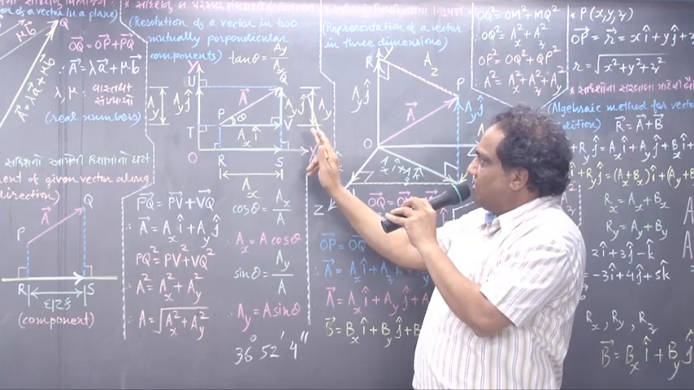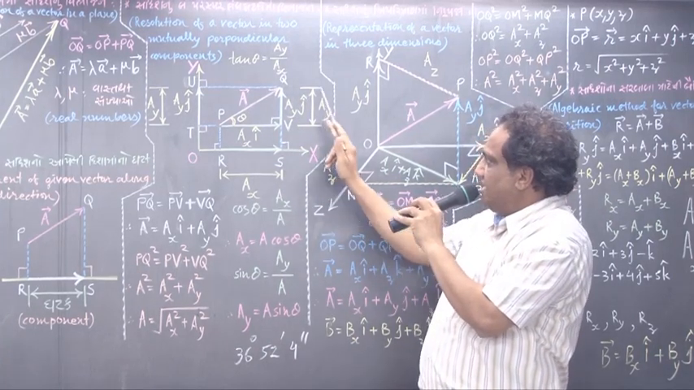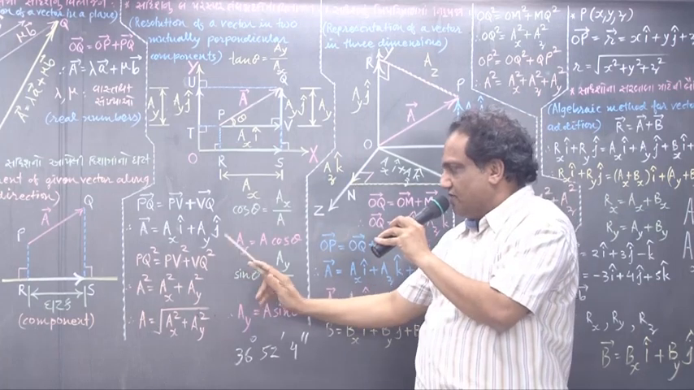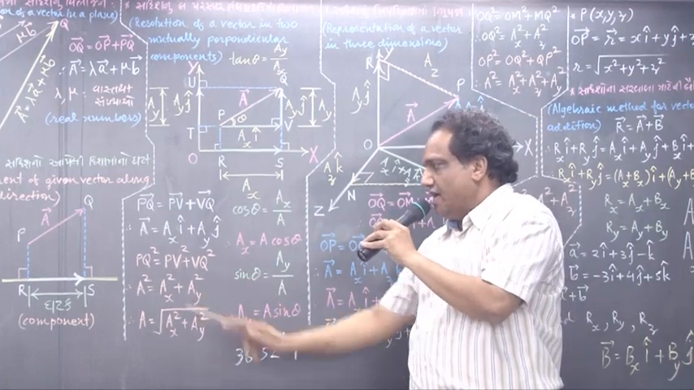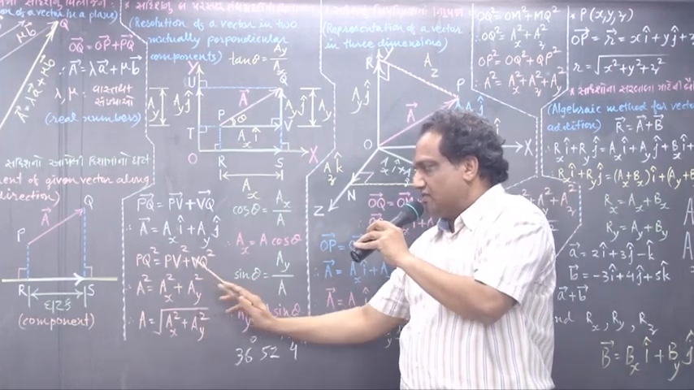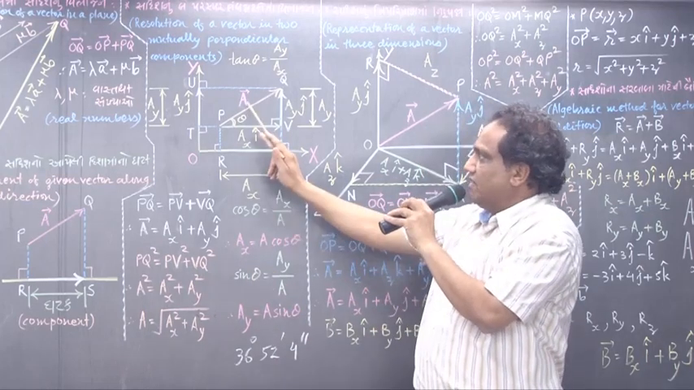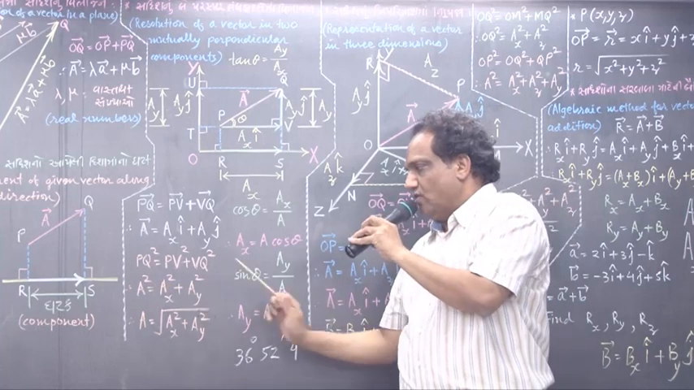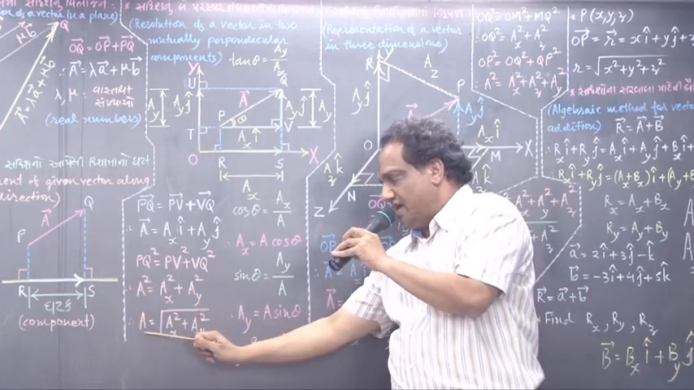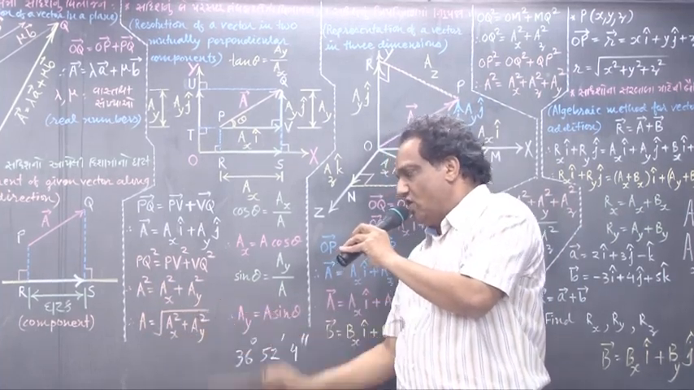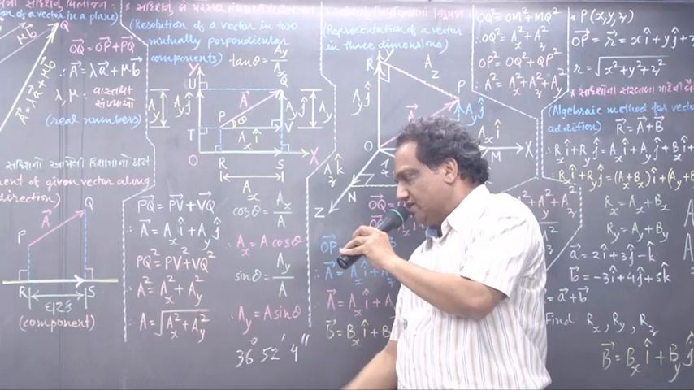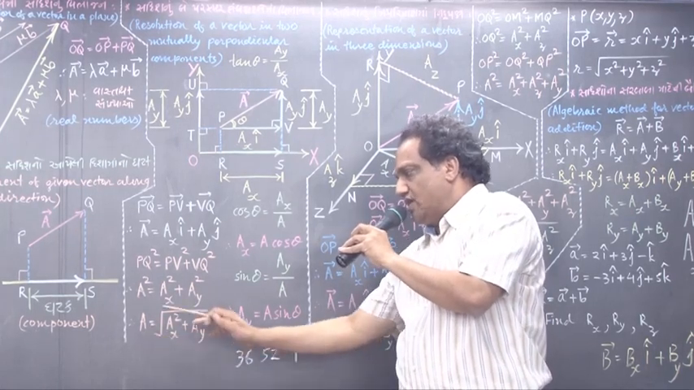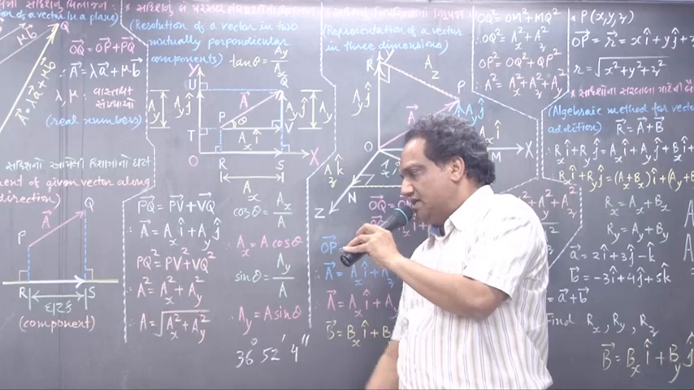It is the magnitude of this vector, and it is AY, and it's a square, so I should write AY square. A square equals AX square plus AY square. Now take the square root on both sides. Square root of this will be A equals under root of AX square plus AY square.